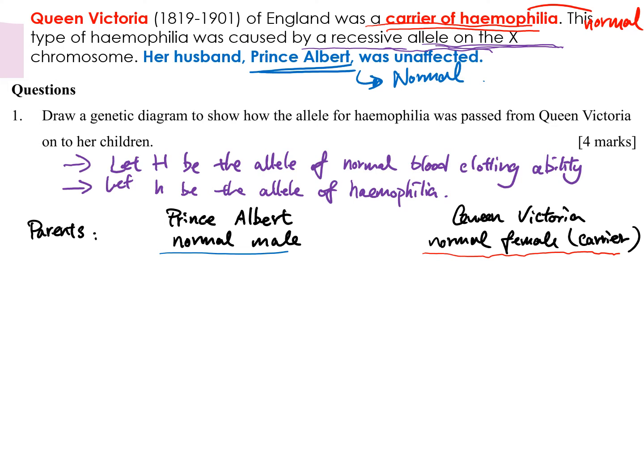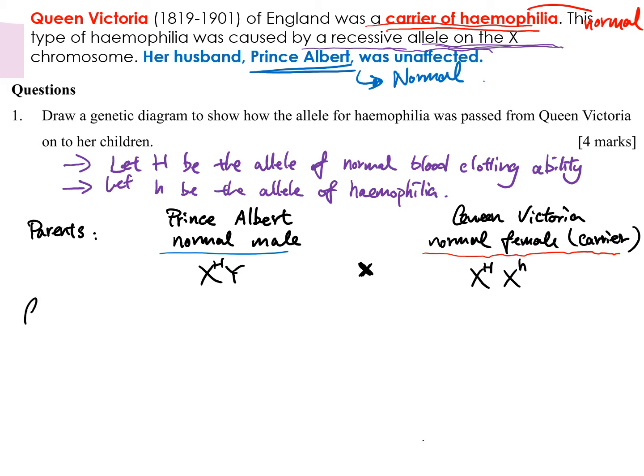For the genotype of Prince Albert, the normal male, he has one X chromosome and one Y chromosome. And then on top of the X chromosome, he is going to have one capital letter H, a normal allele for normal blood clotting factor. But for Queen Victoria, she has both X chromosomes. And then on one of the X chromosomes, she carries the normal blood clotting ability, and the other X chromosome contains a recessive allele of hemophilia.